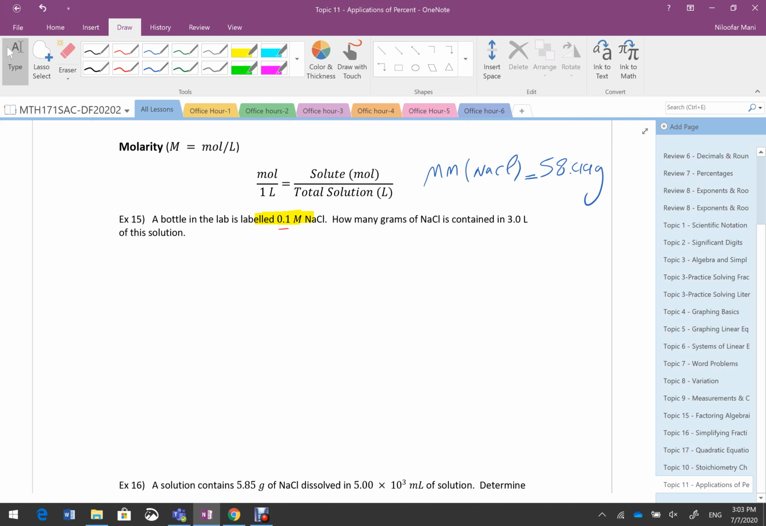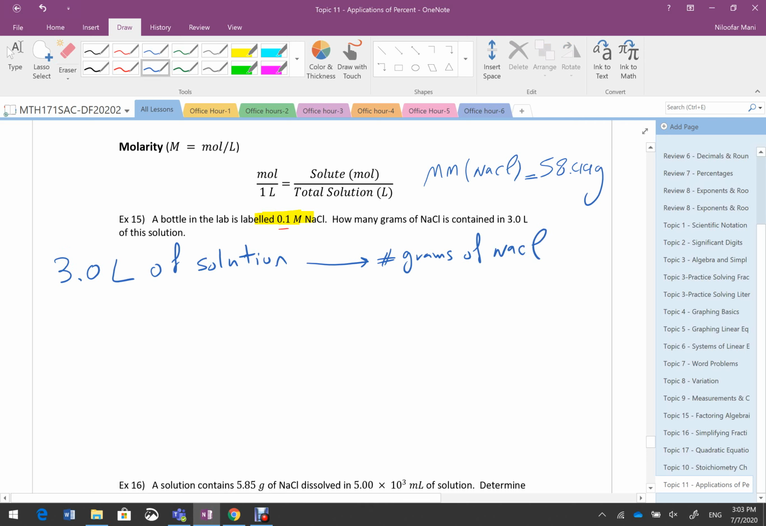Okay, so I want to go from 3, and I can change the color maybe to blue. I want to go from 3.0 liters of solution to the number of grams of NaCl. So I know the molarity is this. Total solution is 3 liters. I want to know the grams of NaCl.